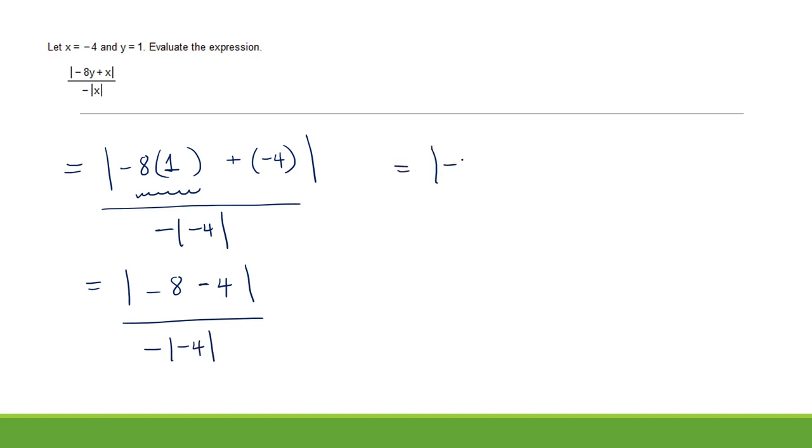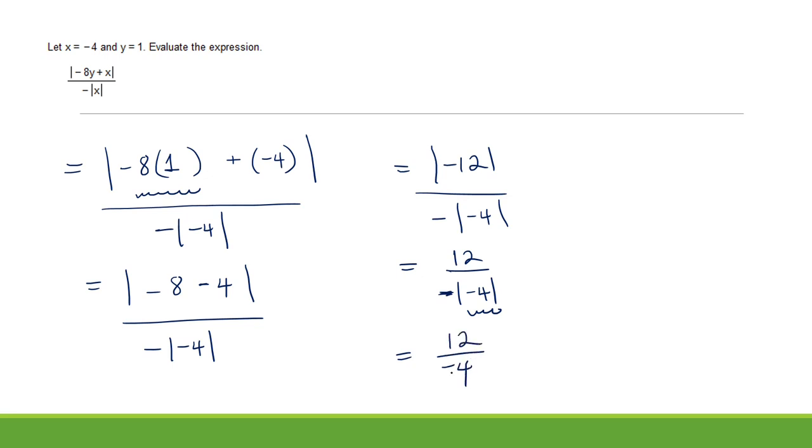That gives me negative 12 in absolute values, and I'm going to divide that by negative absolute value of negative 4. Now remember, the absolute value is going to change my number to a positive number, so the top is 12. And now I can simplify the bottom. The absolute value of negative 4 is positive 4, but the negative's in front, so we're going to have to keep it. This is 12 over negative 4, and that simplifies to just negative 3. So our solution is just negative 3.